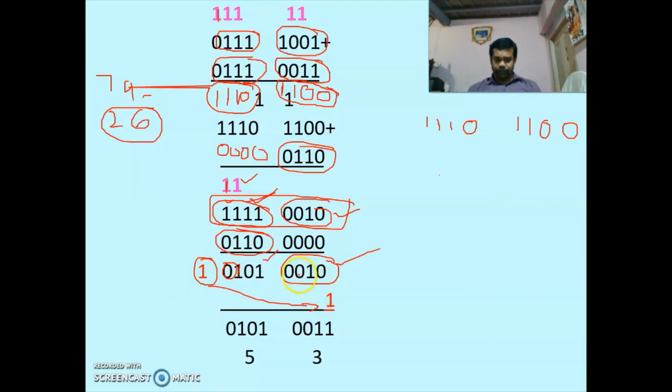So 0 plus 1 is 1. 1 plus 0 is 1. 0 plus 0 is 0. 0 plus 0 is 0. So we get 0 1 0 0.